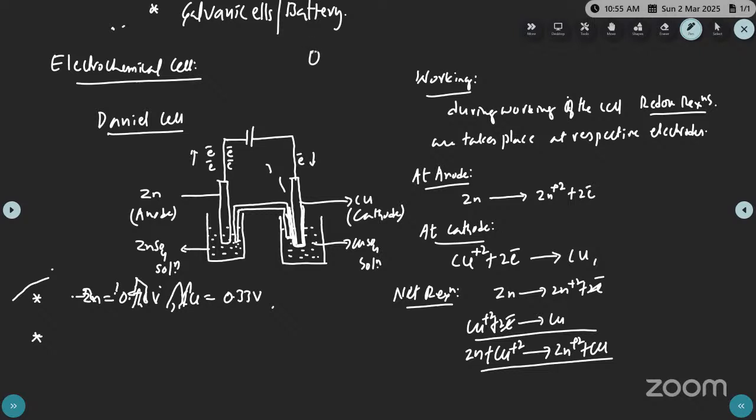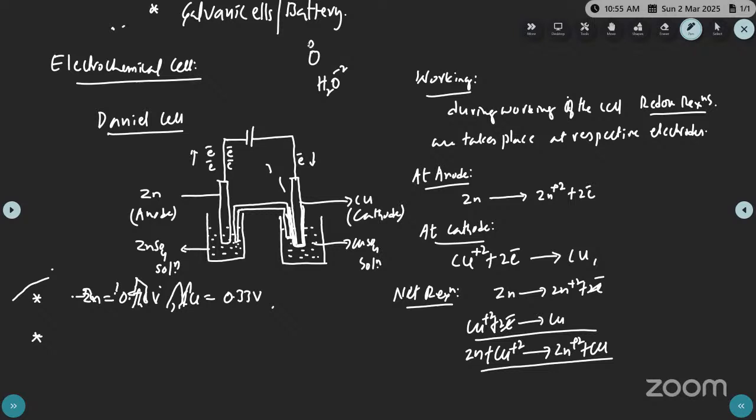What is the potential of oxygen? Sir, what is the oxidation state of this oxygen? Zero. So for example, if that oxygen is combining with water, H2O, what is the oxidation state of this oxygen? -2. And here, what is the oxidation state of oxygen?